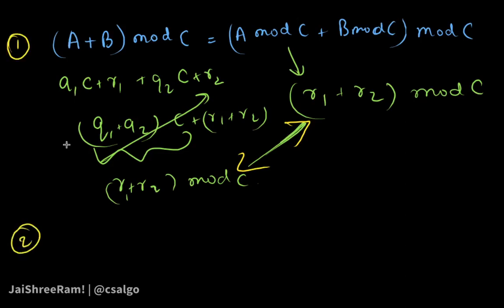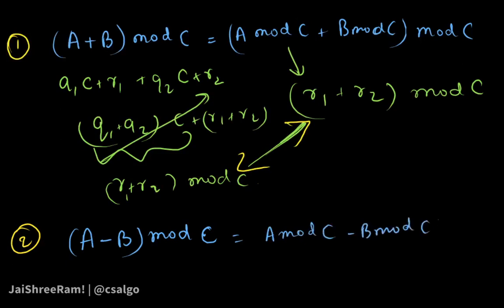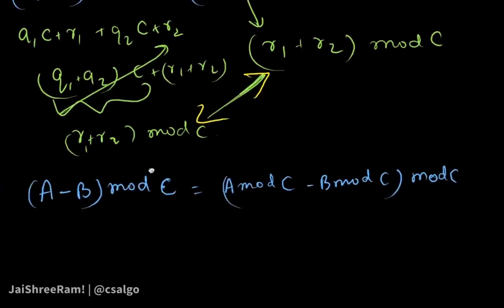Okay. So next property would be simply for subtraction, that if you need to find a minus b mod c, this will be equal to (a mod c minus b mod c) whole mod c. Like there is no change in plus and minus, right? So this property holds for similar reasons, right?